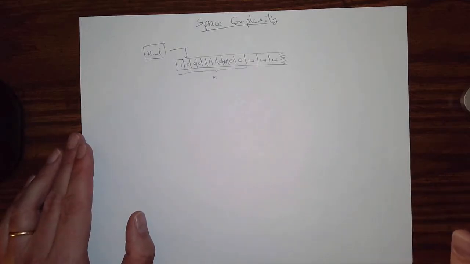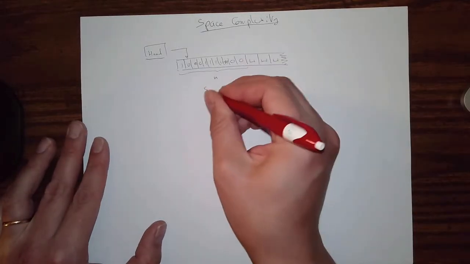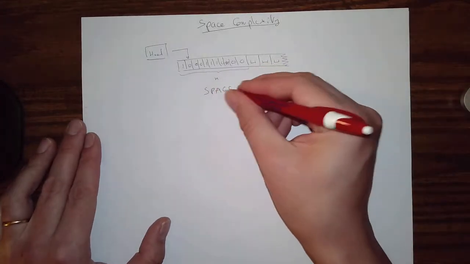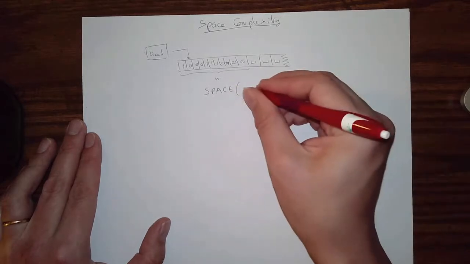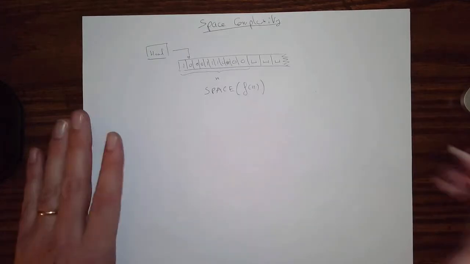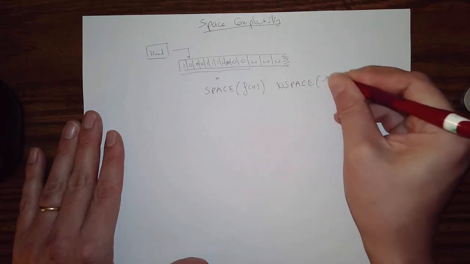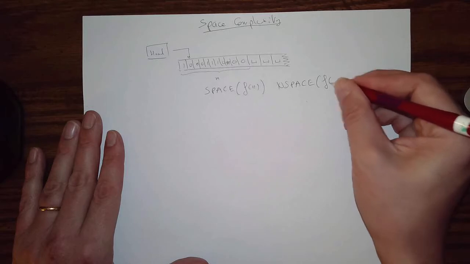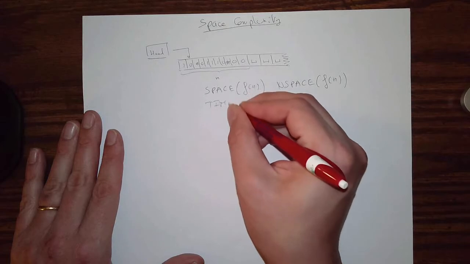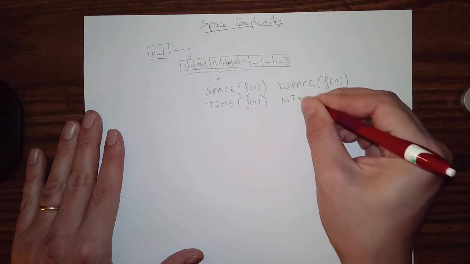Okay, so the class of languages corresponding to a certain space complexity is defined as SPACE f of n for a deterministic Turing machine, and as NSPACE f of n for a non-deterministic one. Just like before we had TIME and NTIME.